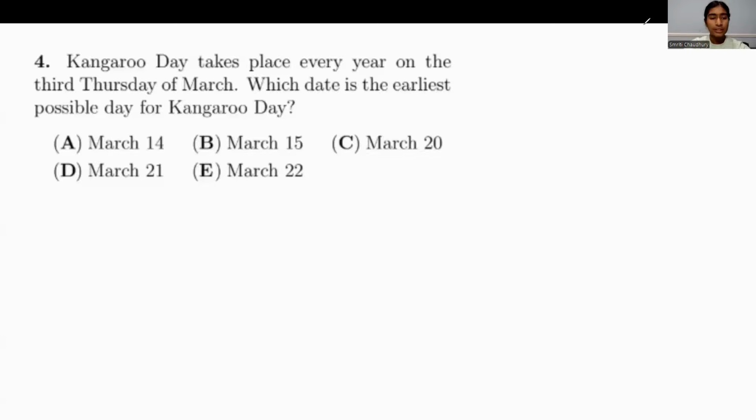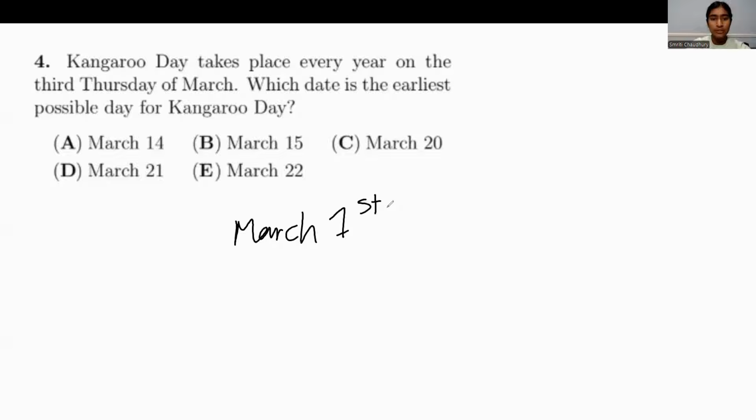Number 4. Kangaroo Day takes place every year on the 3rd Thursday of March. Which date is the earliest possible date for Kangaroo Day? So if we want this to be the earliest, we'll say the first day of March is a Thursday. So we're going to say March 1st is our first one, okay?